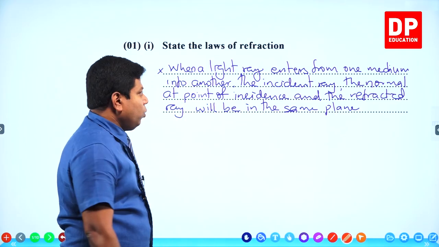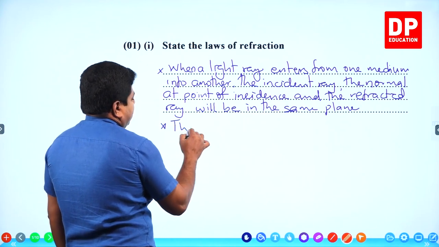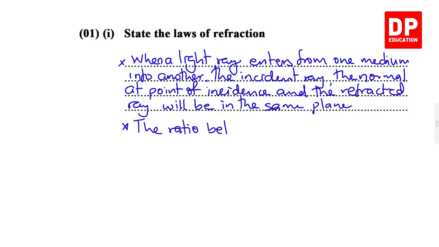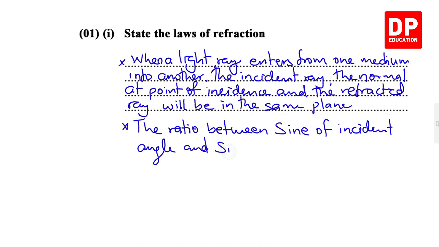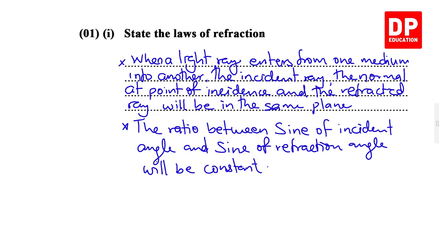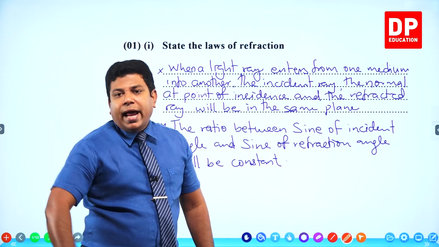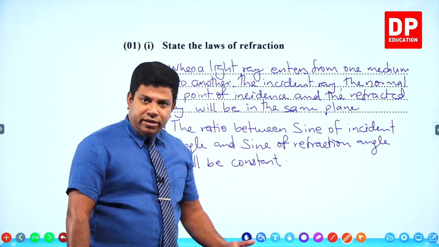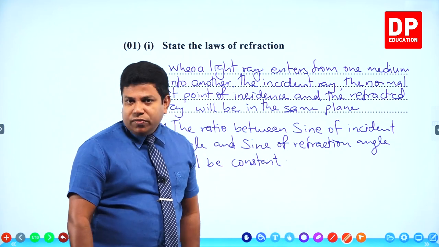Rule number two is Snell's law. What does it say? The ratio between the sine of the incident angle and the sine of the refraction angle will be constant. The ratio between sine I and sine R is a constant, right? You can name it as Snell's law. Those two are the laws of refraction.